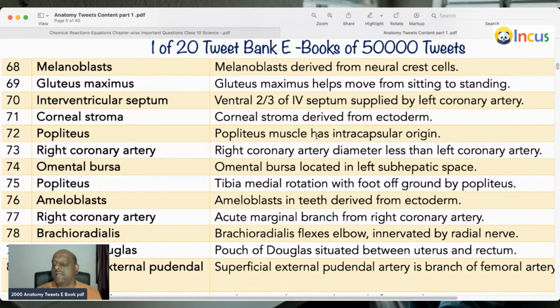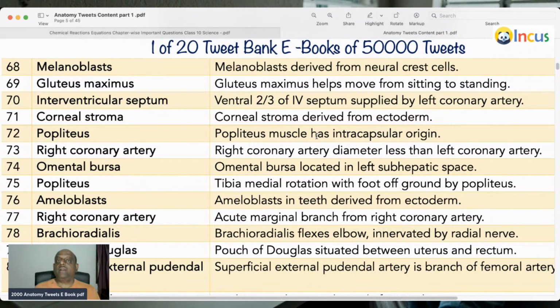What is the muscle which has an intracapsular origin, inside the capsule? Popliteus muscle typically has intracapsular origin. If you look at the right coronary and left coronary, the right coronary artery diameter is less than the left coronary artery.